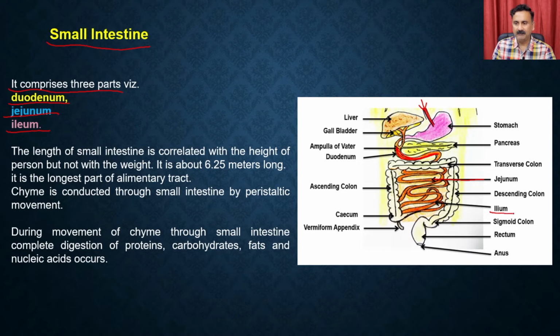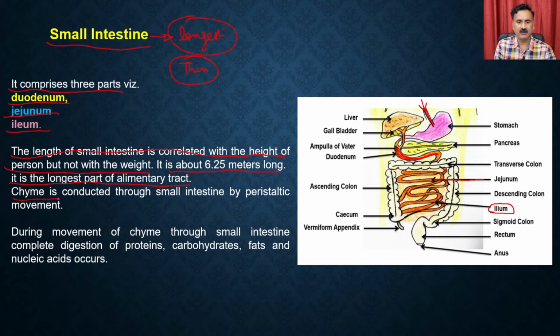The length of the small intestine is correlated with the height of the person, but not with the weight. It is about 6.25 meters long, so it is the longest intestine in the body. It is very thin and long, and it is the longest part of the alimentary tract.